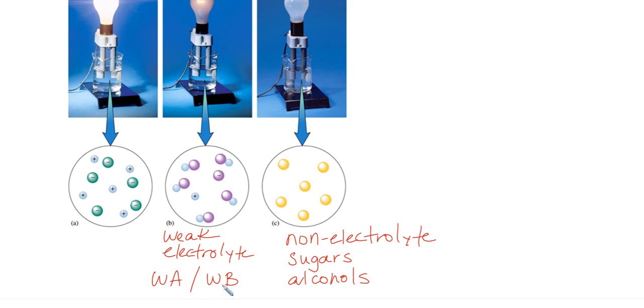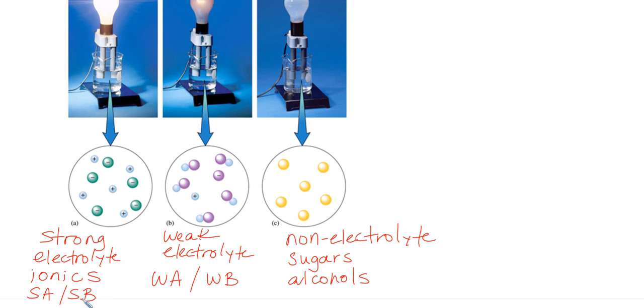And then finally, we've got this solution where the light bulb's glowing brightly. On a particle level, I picture lots of charged ions. So this is my strong electrolyte. My strong electrolyte, and the best example, ionic compounds, strong acids, or strong bases.